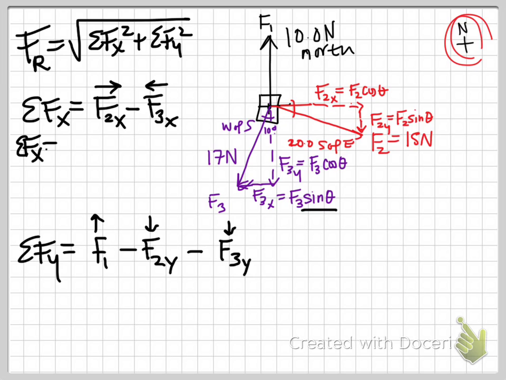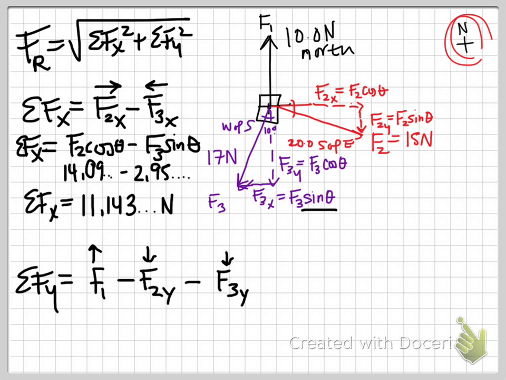Sum of forces on the X is equal to, well, let's see, F2 cosine theta minus F3 sine theta. I can put in real values for those. I didn't write my plugins just to save space and time. That gets me 14 and change and 2.95, etc. So when I subtract that out, I get a net force. I get a magnitude of 11.14, etc.